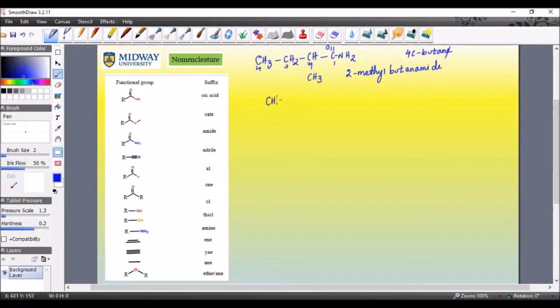Now nitriles on this list are much easier to work with, okay? So say you have CH3, C triple bond N. You count how many total carbons you have, which is 2 carbons, and 2 carbon is ethane, right? So all you've got to do is say ethane nitrile. Simple, right? Similarly, say I have this.